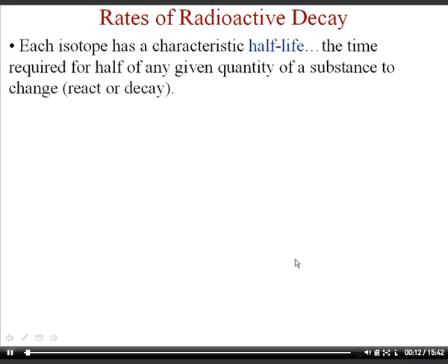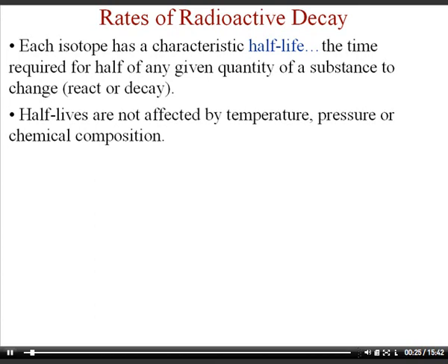Now each isotope has a characteristic half-life, and that's the time required for half of any given quantity of the substance to change or react or decay. In our case, it's going to be radioactive decay. Now half-lives are not affected by temperature, pressure, or chemical composition.